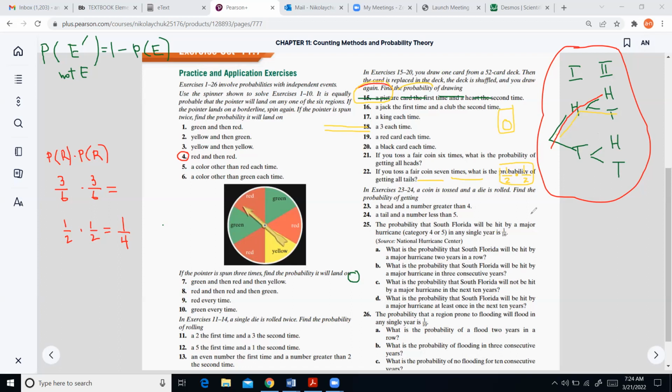How about exercise 11 here? I just want to start this section today. So the new part about this section is that now we repeat the experiment again. So before we just did one time, either spin or roll the die, but now we repeat it. And the question is, find the probability of rolling a 2 on the first time and 3 on the second time. Well, for exercise number 11, I'm going to multiply the probability of 2 by the probability of 3, just like that.